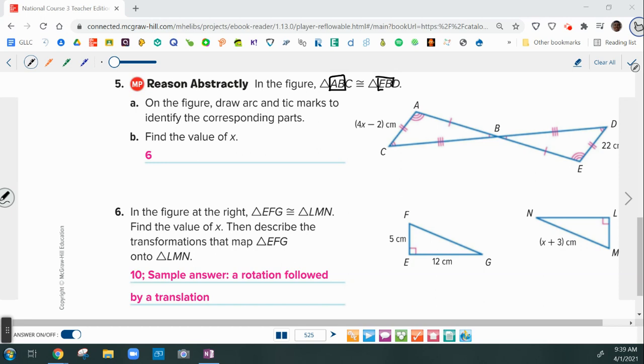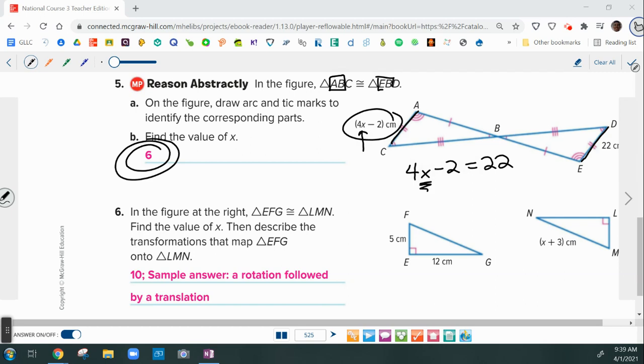All right, hopefully you filled that in. Now we have to find the value of x. Well, if we look here, because there's our x, what we're looking for is something that's congruent to it. We know that this line here and this line here, these two are congruent, so they're equal. So we're saying 4x minus 2 equals 22, and then we're going to just solve that.